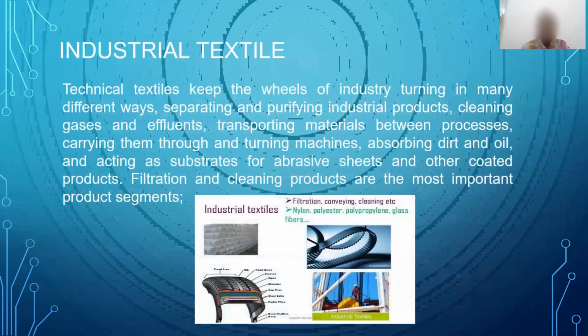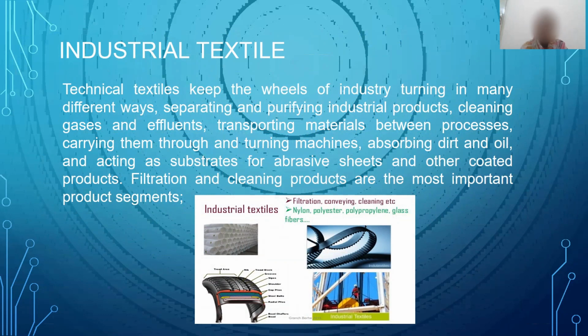Next one is the use of textile in industries. Technical textiles keep the wheels of industry turning in many different ways. Separating includes many stages. The first one is separating and then purifying industrial products, cleaning gases and effluents, transporting materials between the processes, carrying them through and turning machines, absorbing dirt and oil, and acting as substrates for abrasive sheets and other coated products.